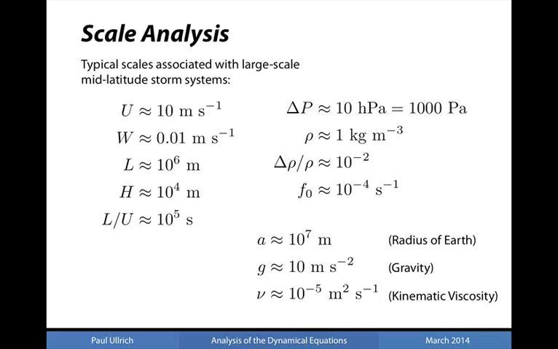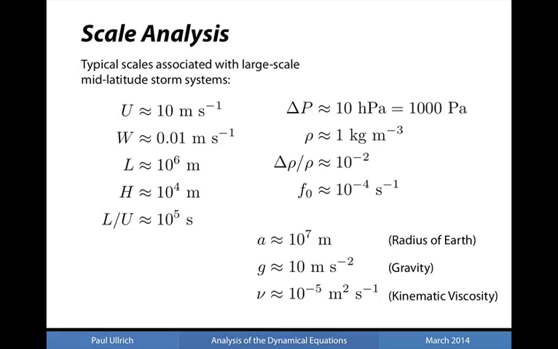We know that typical winds within these phenomena have a velocity scale of about 10 meters per second. We know that typical vertical velocities in these systems are 0.01 meters per second, or about 1 centimeter per second. We know that the length scale is typically about 1,000 kilometers. That corresponds to 10 to the 6 meters. The height scale is given by the scale height of the atmosphere, that is the distance to the tropopause, and it has a scale of approximately 10 kilometers or 10 to the 4 meters.